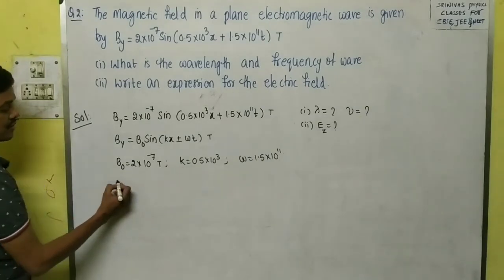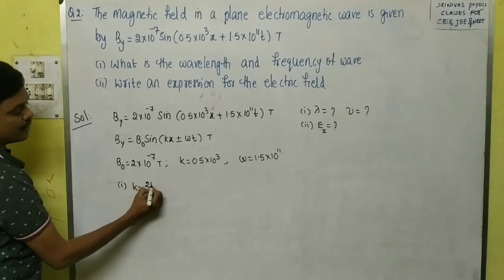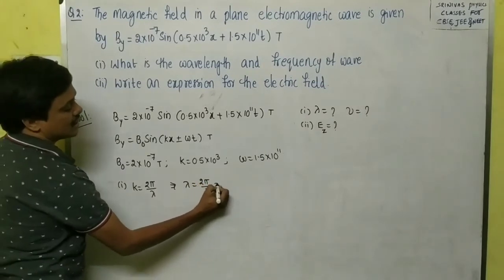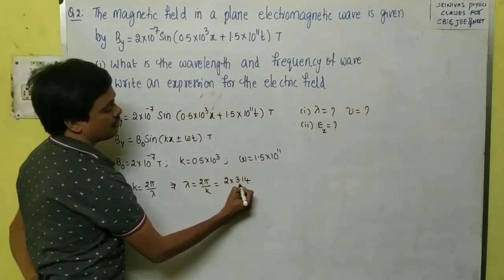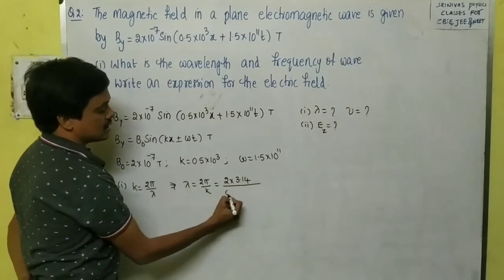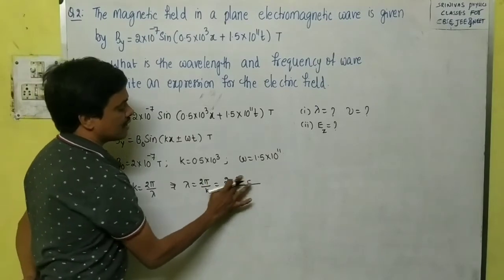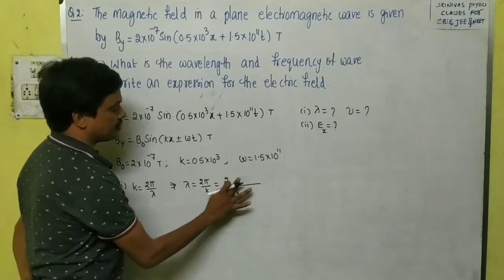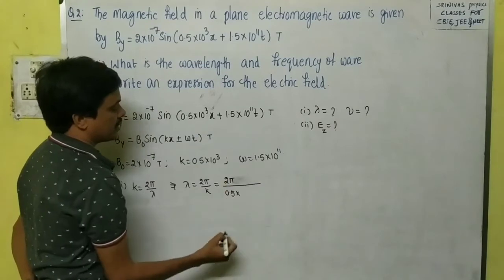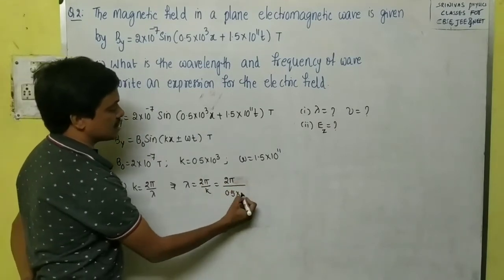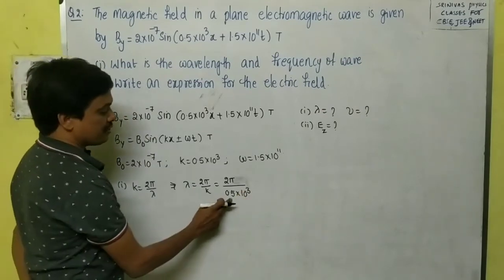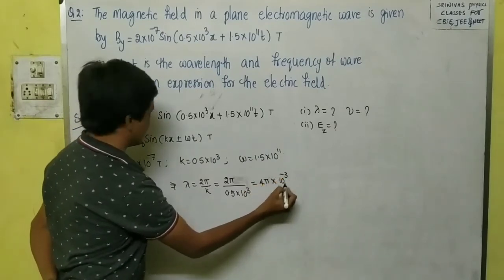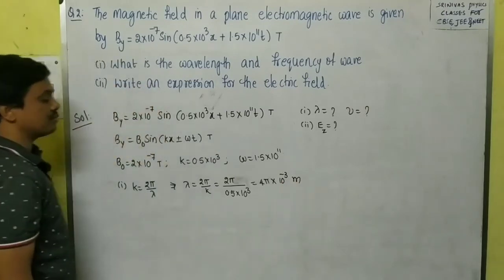For this purpose, we know the formula k = 2π/λ. From this, the wavelength is λ = 2π/k. That is 2π divided by the k value. The k value is 0.5 × 10^3, and this 0.5 is nothing but 1/2, so it goes to the numerator, and we get 4π × 10^-3. This is the wavelength, in meters.